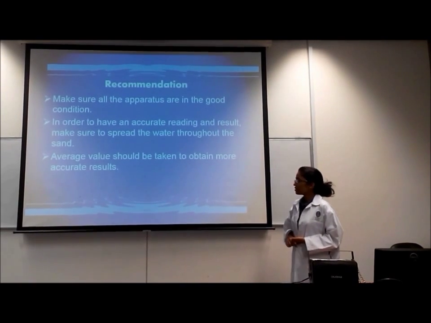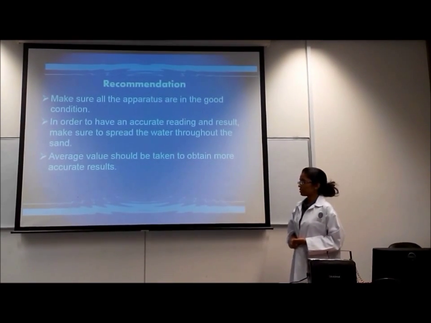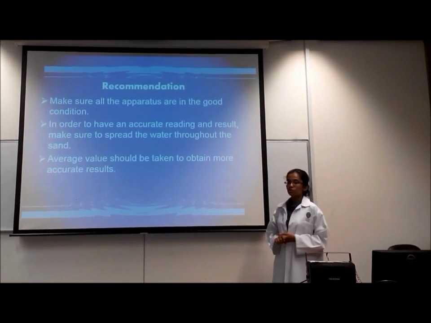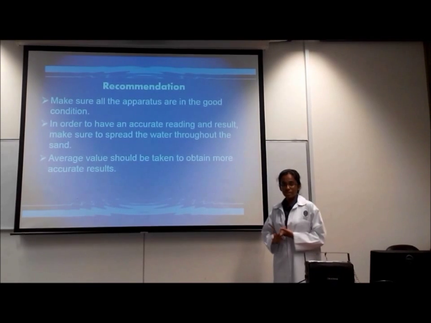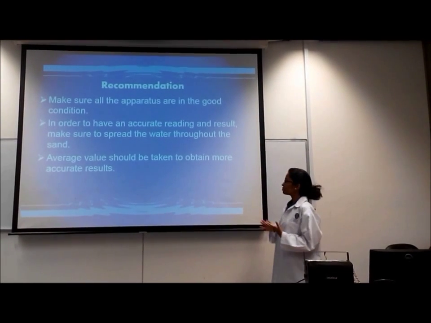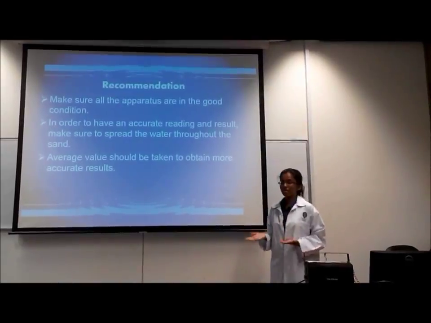So next, the average value should be taken to obtain more accurate results. The values of temperature and relative humidity should at least be taken 2 to 3 times, and the average value must be obtained in order to get accurate data at the end.